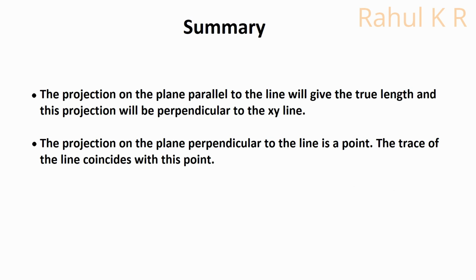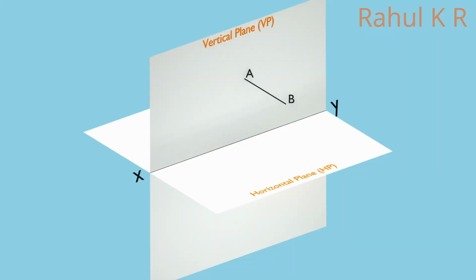As a summary, if a line is parallel to one plane and perpendicular to the other, the projection on the plane parallel to the line will give the true length, and this projection will be perpendicular to the XY line. The projection on the plane perpendicular to the line is a point. The trace of the line coincides with the point. If the line is parallel to HP and perpendicular to VP, top view will have true length and is perpendicular to XY line. Front view is a point. VT coincides with the front view.